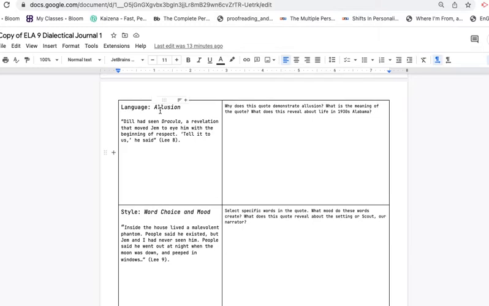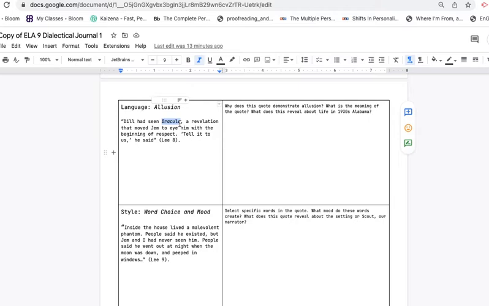Okay, next we're going to think about our author's craft term, allusion. So we're going to look at the scene. Dill had seen Dracula, a revelation that moved Jim to eye him with the beginning of respect. Okay, why does this quote demonstrate allusion? Well, first of all, we know that an allusion is a reference to another work, a movie, something in history, and in this we have Dracula, which is a movie at the time.